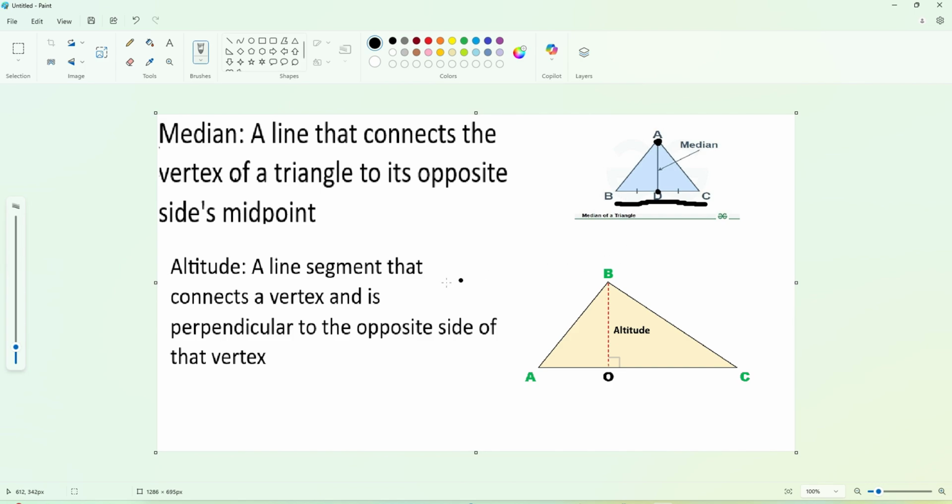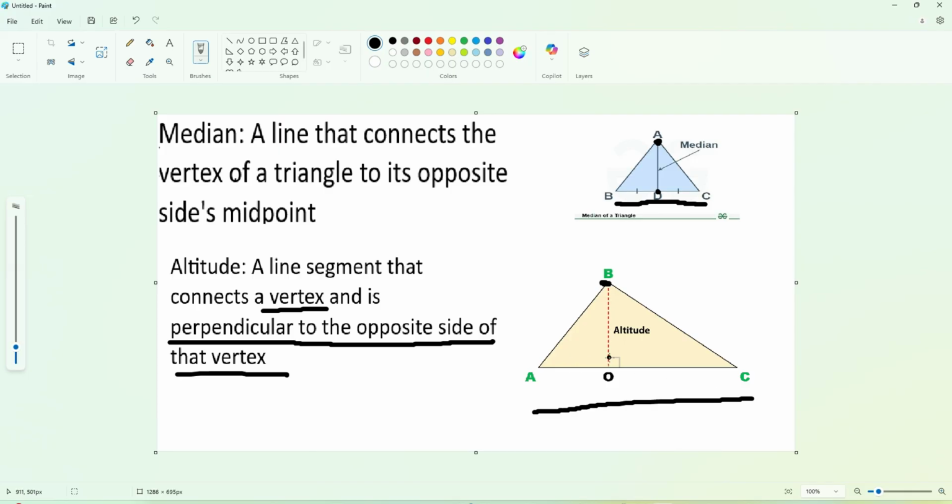Next up, we have our altitude, a line segment that connects a vertex and is perpendicular to the opposite side of that vertex. So we have an altitude coming from vertex B and its opposite side is AC, and as we can see, it is perpendicular to it.